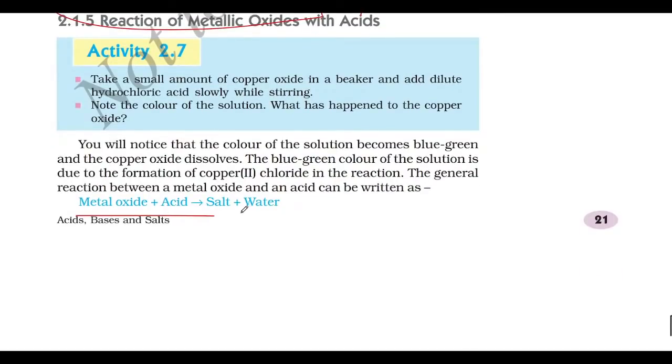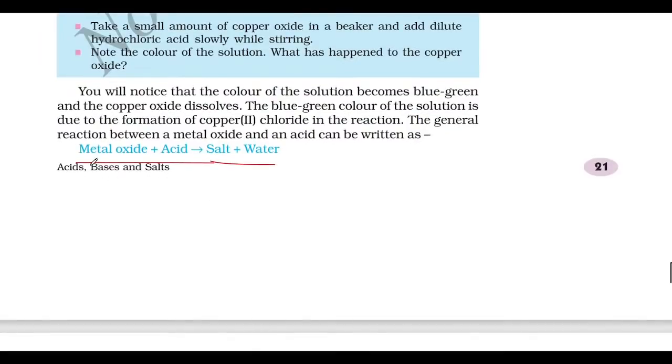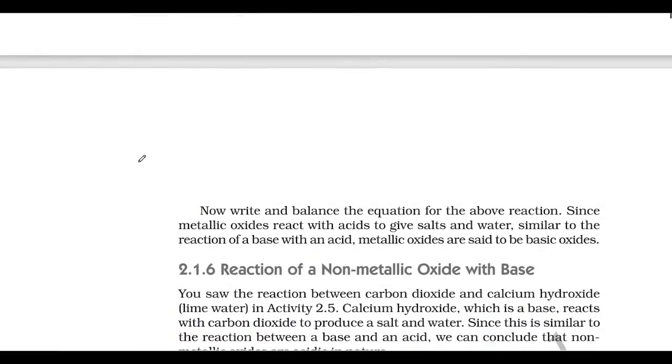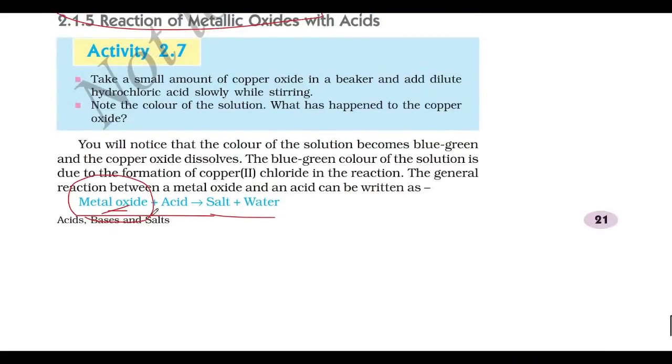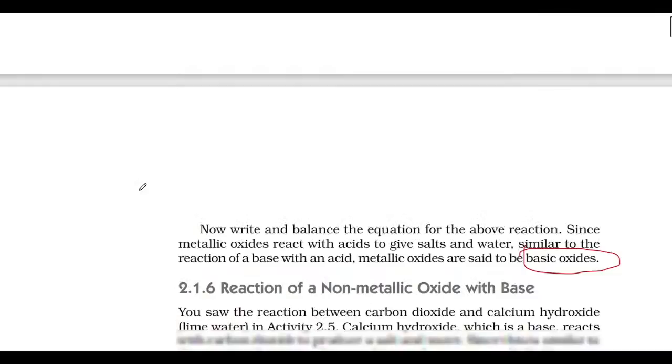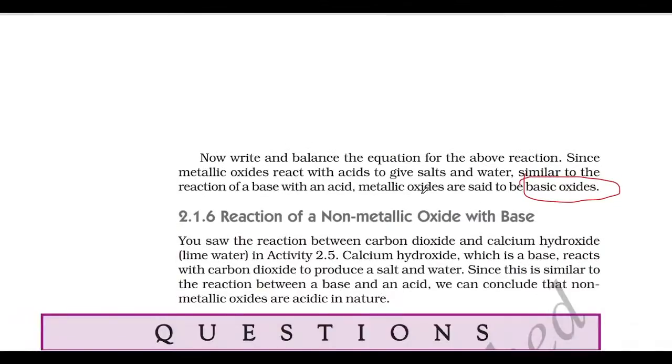Metal oxide plus acid gives what? Salt plus water. So the nature of a metal oxide will be basic. Metal oxides are basic oxides. So, 1-mark question: metal oxide reacting with acid gives salt and water. That means obviously the metal oxide is a basic oxide.